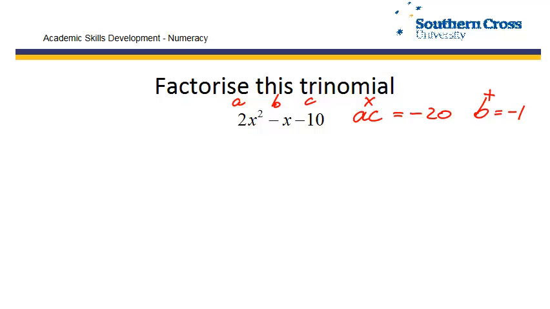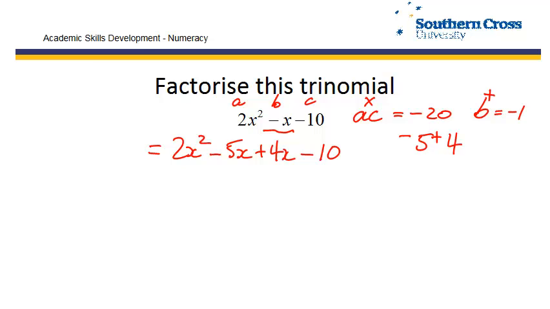And you can tell that 5 and 4 will do that. They'll multiply to give 20, and you can tell that there'll be a difference of 1, but one's got to be negative, one's got to be positive. So it will be negative 5 and positive 4. Now, the reason we did that is because we're going to rewrite this trinomial now, but instead of having minus x in here, we're going to replace it with minus 5x plus 4x, take away 10. That was the purpose of doing this work on the side here with A, C and B.